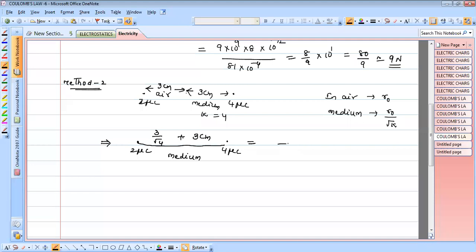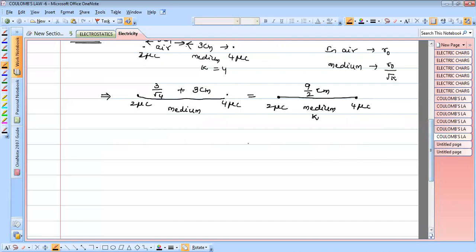So now finally this results 2 microcoulombs. Now this is 4 microcoulombs. Now the distance is 9 by 2 centimeter. It's completely filled with medium of dielectric constant K. Now what is the force now?